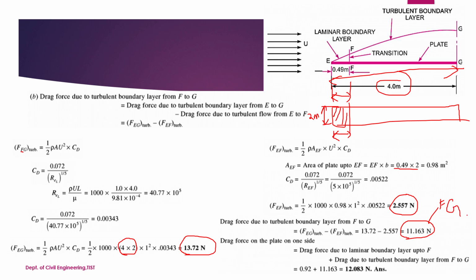Now, how to find out the total drag force? We have already found out the laminar drag force for length EF in the previous slide. That plus this value 11.163 will give you the total drag force on the plate. So drag force due to laminar boundary layer up to F plus drag force due to turbulent boundary layer from F to G. The final answer will be 12.083 Newton. So this is a very interesting question.